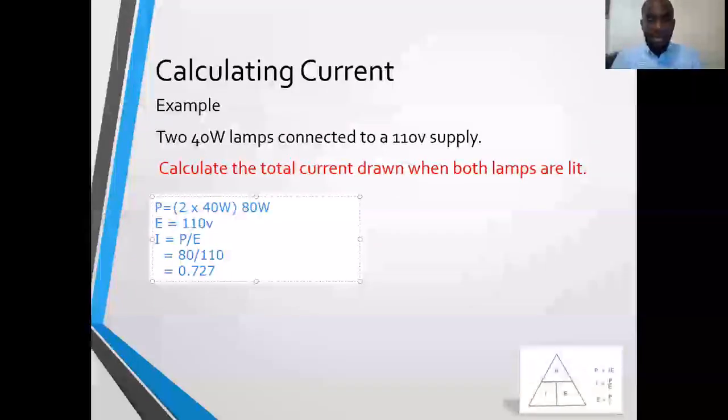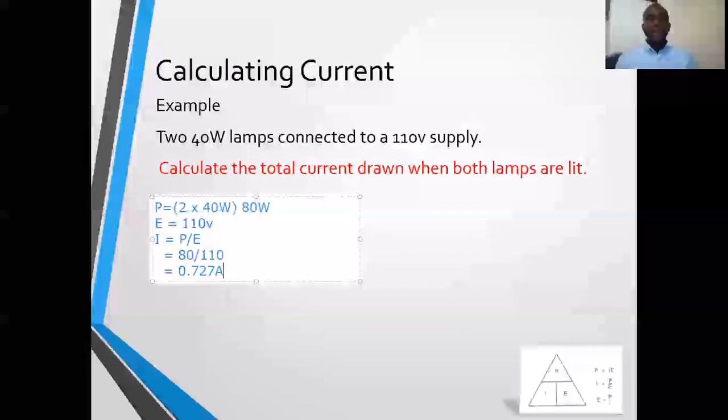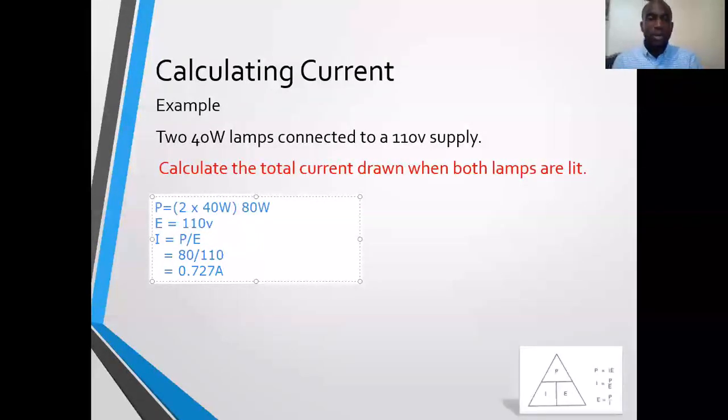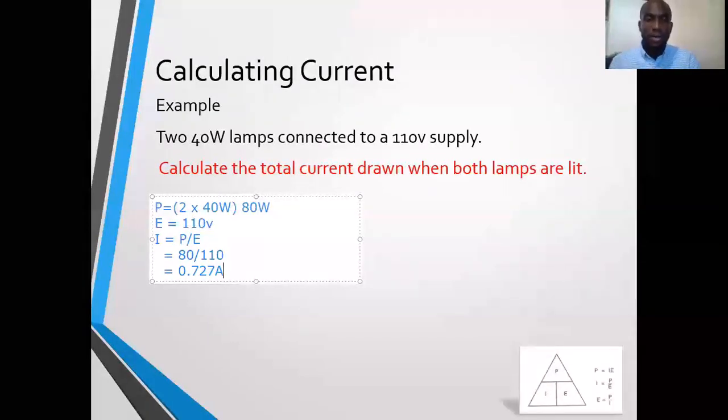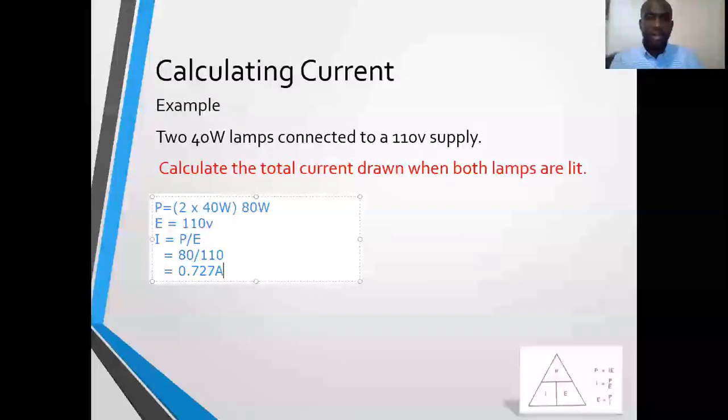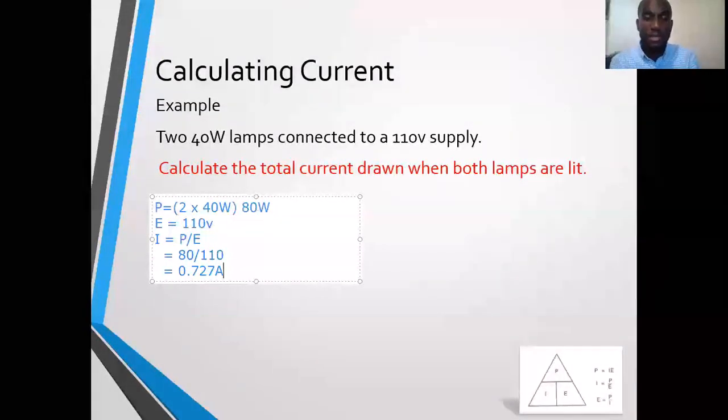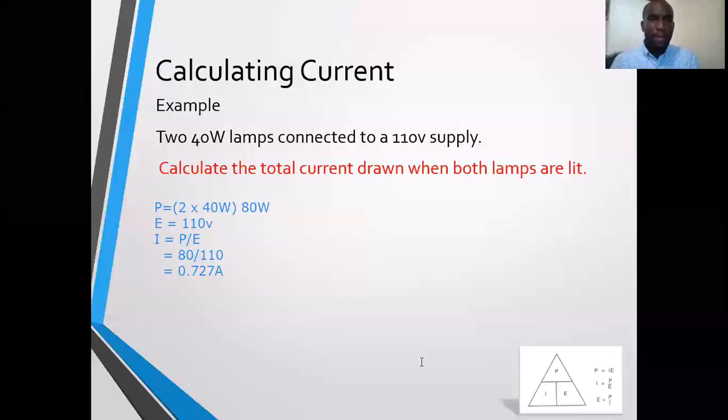Doing this quick calculation, I would get 0.727 amperes. I oftentimes recommend to students not to round beyond the second or third decimal place, because even small amounts of current can be dangerous. And as we look at different units of currents, we will understand why it's very important to be careful how you round values off. So here we have it.